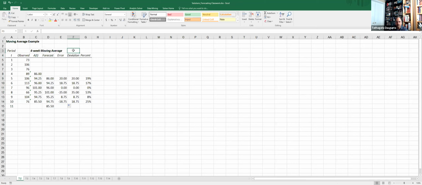Then I want you to do the column deviation. And all it means is really absolute deviation. It just takes the absolute value of this column and drags it down. So it's equal to ABS, which stands for absolute value, of these numbers. Drag it down.